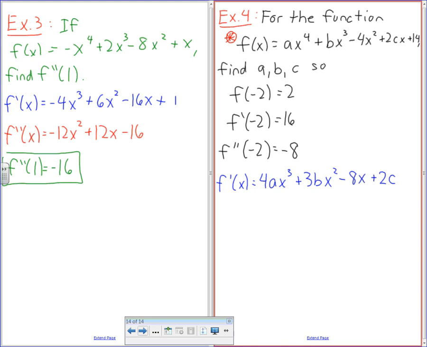2c. Because c is a constant, it's not a variable. Okay. And then 14 goes away. Are we all okay on where that came from? Katie, we're good? Okay. All right, Brendan, can you do the same thing for f double prime of x?